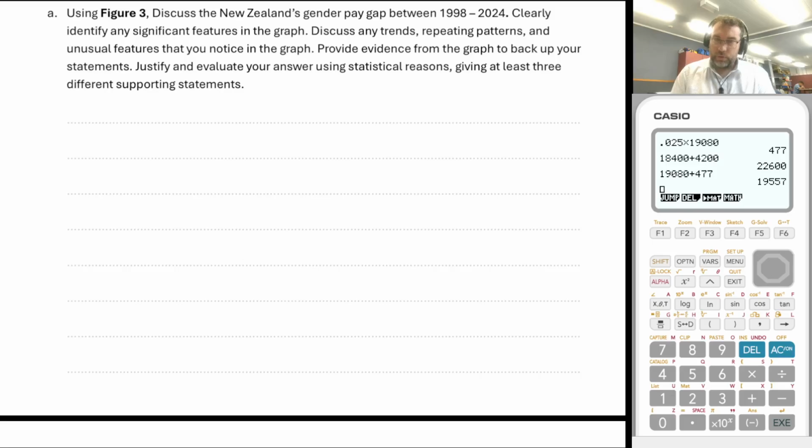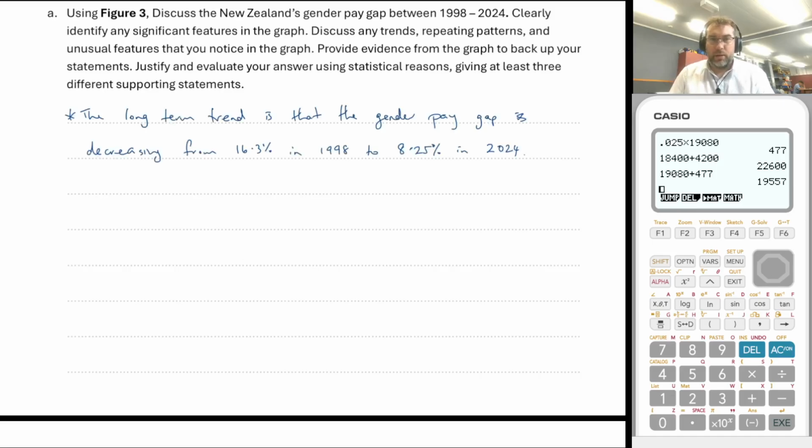Notice that it uses words just before I do, like trends, repeating patterns, unusual features. These are things we're always looking for. And it says provide evidence from the graph. So that means use some numbers in your answers. But we should always be using numbers in our answers anyway.